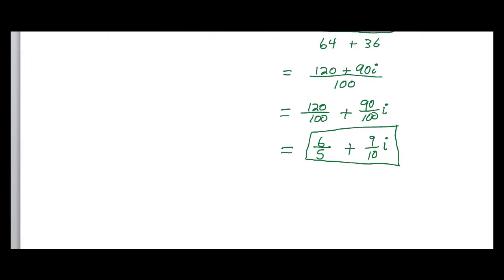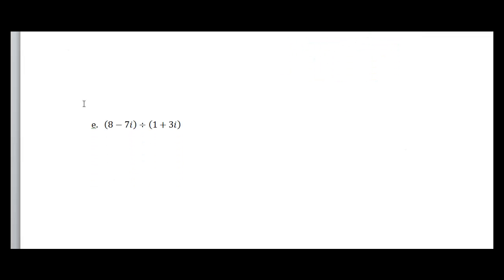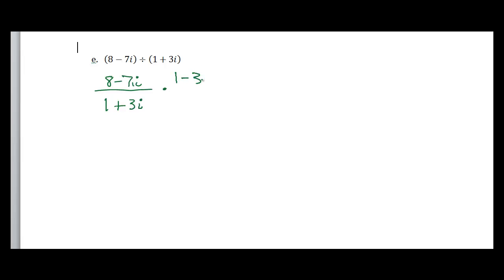All right, we're going to look at one more example with division, and it's this example here. And notice it has it actually in the division form, all right? It has 8 minus 7i divided by 1 plus 3i. What we're going to do here is do it just like we saw in that last example, all right? 8 minus 7i over 1 plus 3i, all right? Multiply by the conjugate of the denominator, which is 1 minus 3i over 1 minus 3i.